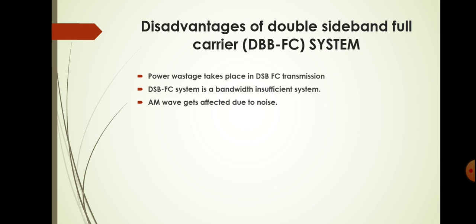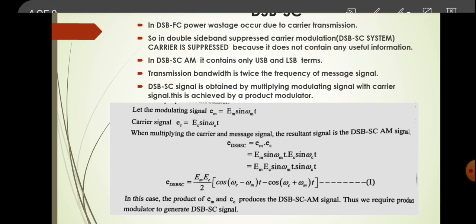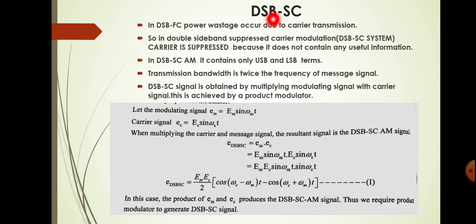Also the DSBFC system is a bandwidth inefficient system, and the AM wave gets affected by noise in the case of the double sideband full carrier system. See, I have made a mistake here. This is DSBFC, right? So due to these disadvantages, we will go for the next system, that is the double sideband suppressed carrier system. Previously it was the double sideband full carrier system. Now it is the double sideband suppressed carrier system, that is DSBSC. So let us see what this DSBSC is.